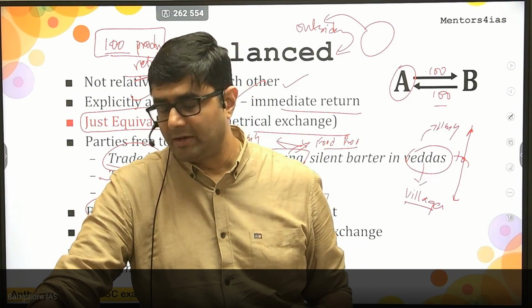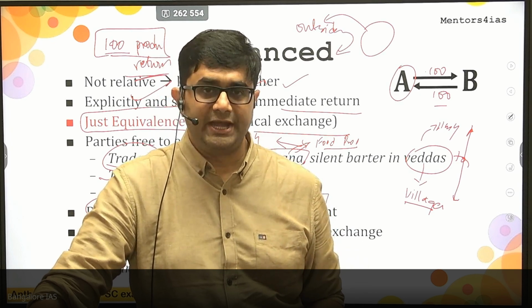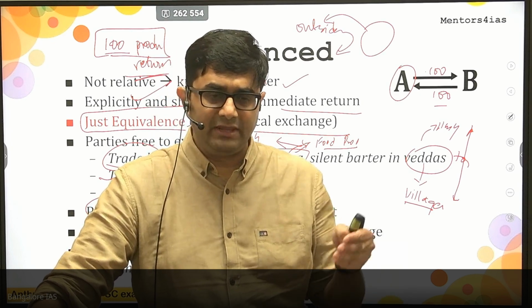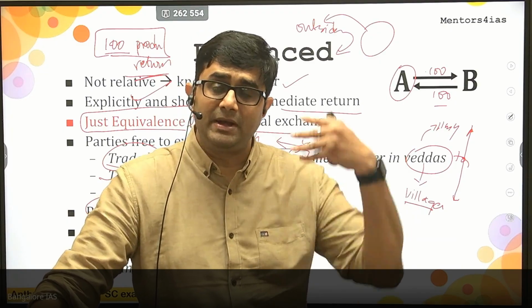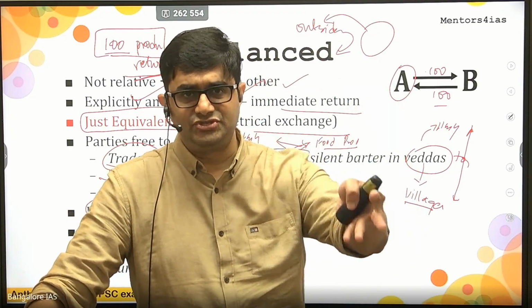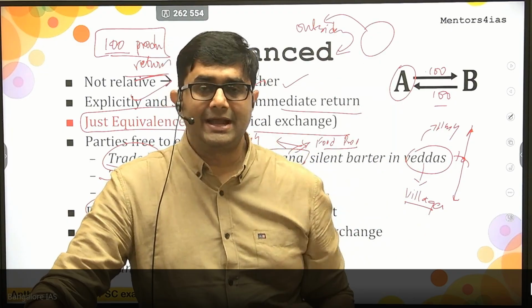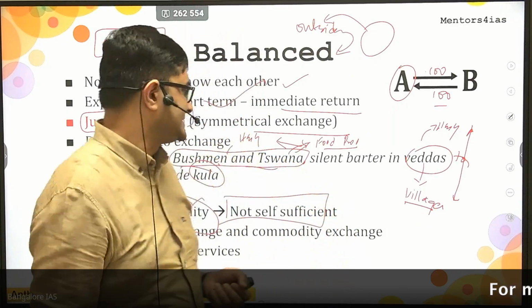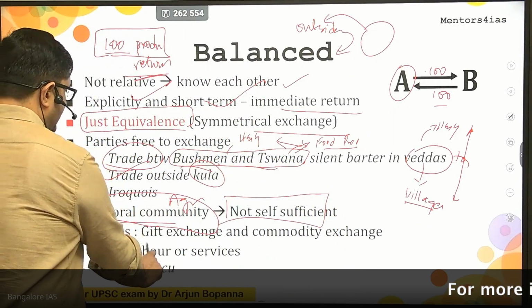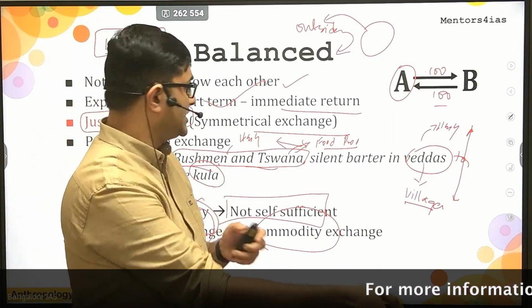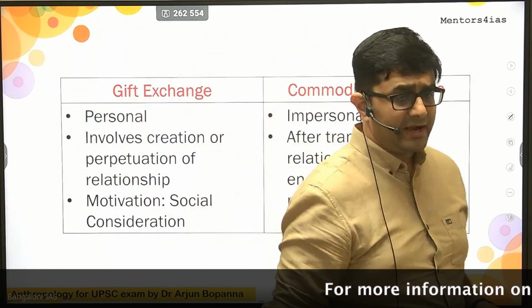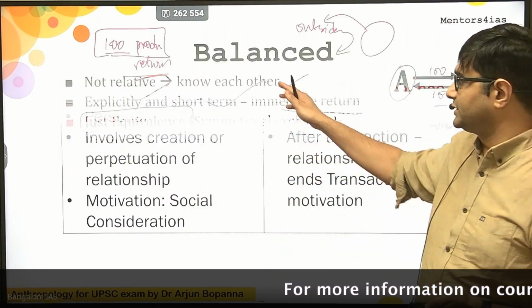So, for example, a paddy cultivating society grows paddy, but for everything else, meat, vegetables, milk and other things, they are dependent on others. So they may exchange with them. And that kind of exchange is balanced reciprocity. It could be gift exchange or commodity exchange, where again, there are features you should keep in mind.